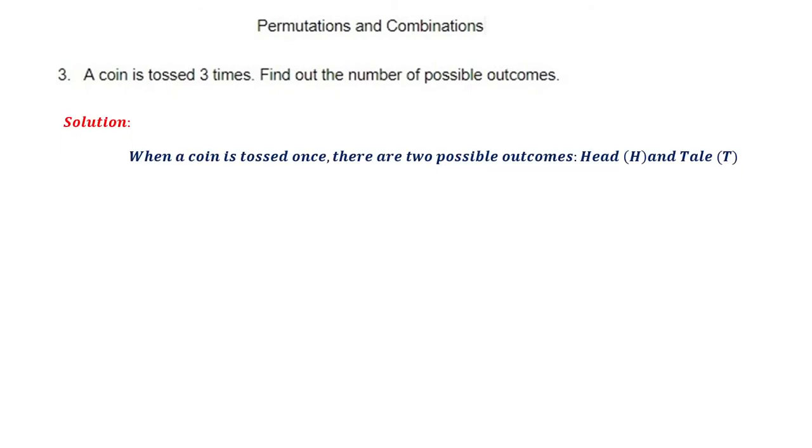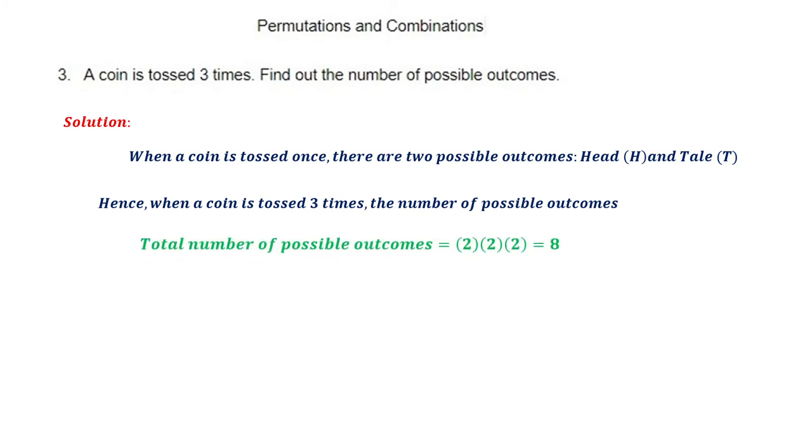What about tossing a coin? If a coin is tossed 3 times, find out the number of possible outcomes. When a coin is tossed once, there are 2 possible outcomes, head and tail. When a coin is tossed 3 times, the number of possible outcomes is, di ba? Pag tinos mo, isa, ang possible, dalawa, it's either head or tail. Pag tinos mo uli, another dalawa. Tapos tinos mo uli, dalawa. So 2 times 2 times 2, that is 8. 2 times 2 is 4, times 2 is 8.